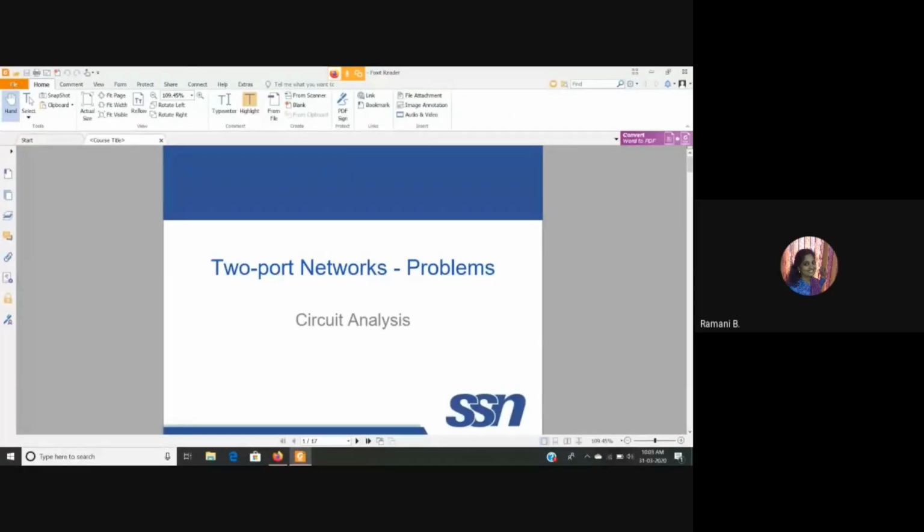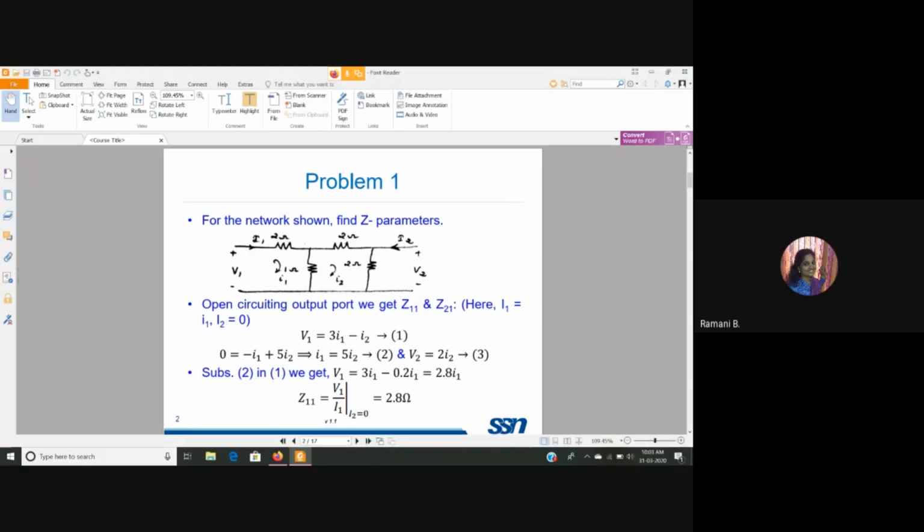Okay, guys. So today we shall see problems in two-port networks. Let us see the first problem. Here you are asked to find Z parameters for the given network. For finding Z parameters, we have to find Z11, Z12, Z21 and Z22. For each of these parameters, we know the conditions.